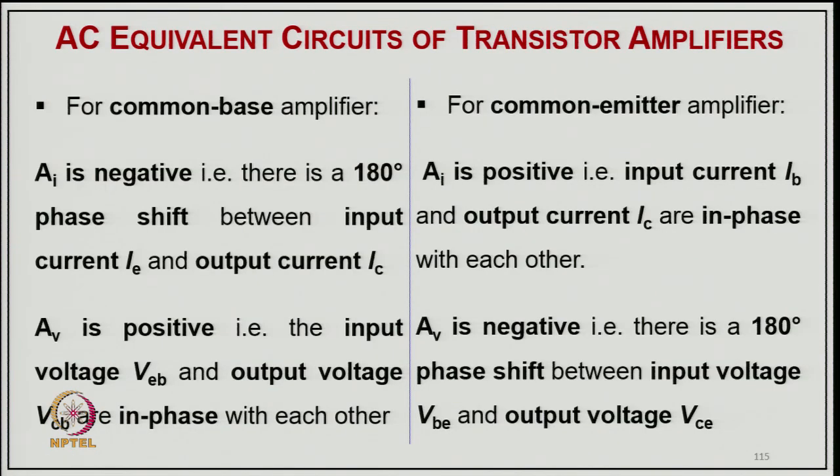So, this is the AC equivalent circuit of the transistor amplifier. For the common base amplifier, AI is positive and there is no phase shift between the input current and output current, and AV is positive, with the input voltage VEB and the output voltage VCB. For the common emitter amplifier, which is very commonly used, AI is negative, the input current IB and output current are 180 degrees out of phase, and AV is negative, that is there is a 180 degree phase shift between the input voltage and the output voltage.